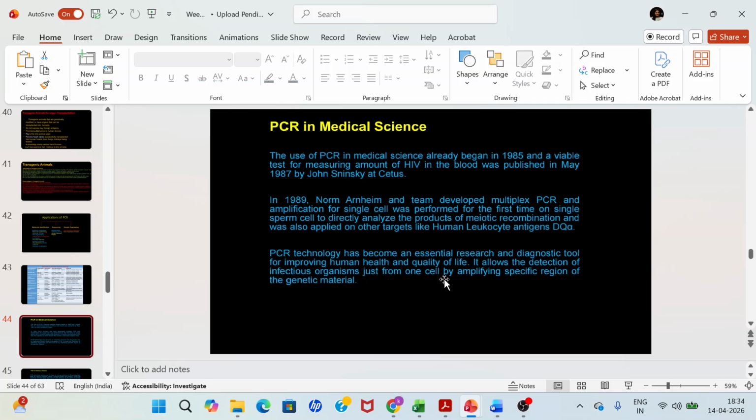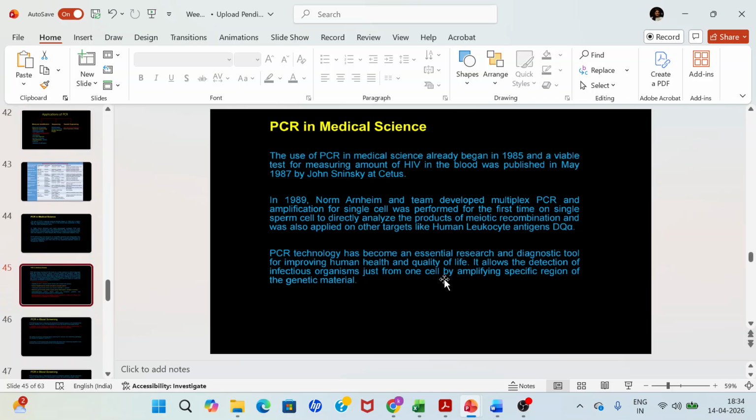So PCR in medical sciences already began in 1985, and a viable test for measuring the amount of HIV in the blood was published in May 1987 by John Sinsky at CETUS. So in medical sciences also it helps in identifying the particular organism.